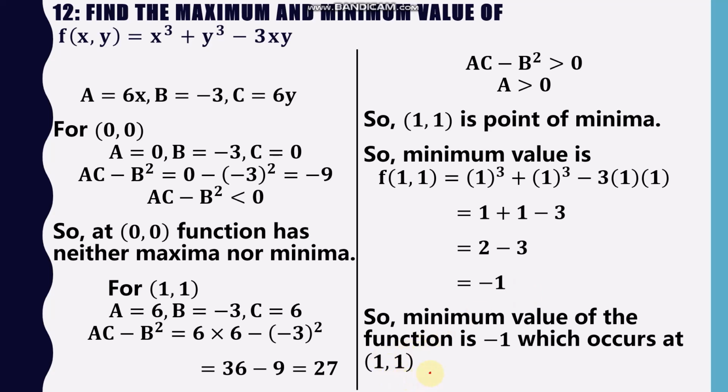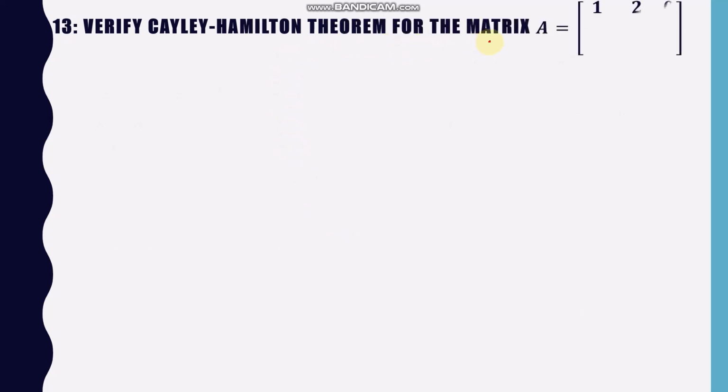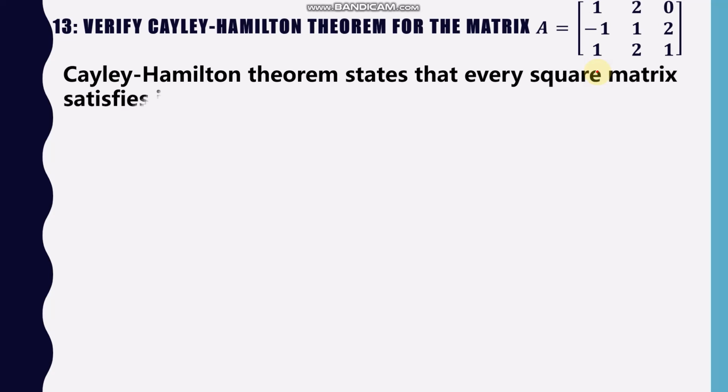Now next question, question number 13. In question number 13, you have to verify the Cayley-Hamilton theorem for the matrix 1, 2, 0; minus 1, 1, 2; 1, 2, 1. Okay, so it's a very easy question. Firstly, you need to understand what the Cayley-Hamilton theorem is. The Cayley-Hamilton theorem states that any square matrix satisfies its characteristic equation.